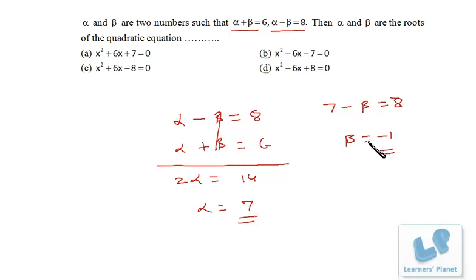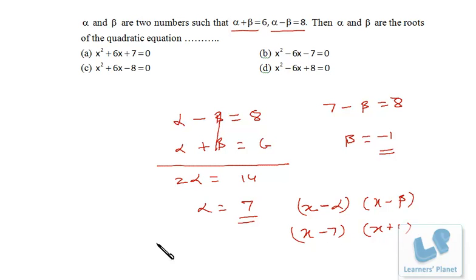Now what will be the quadratic equation? There are two ways of doing this. We know the roots, that's 7 and minus 1, so we can frame the quadratic equation like this: x minus alpha and x minus beta. This is the quadratic equation when the roots are alpha and beta. Now we just have to put the value of alpha and beta both. So x minus 7 and x minus minus 1, that's x plus 1, right?